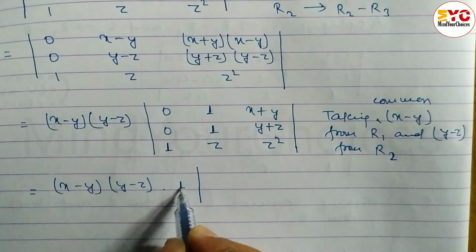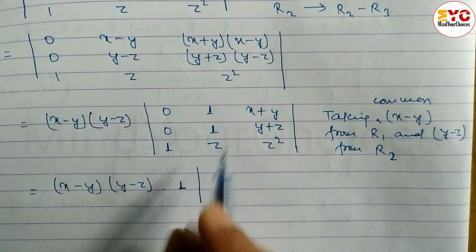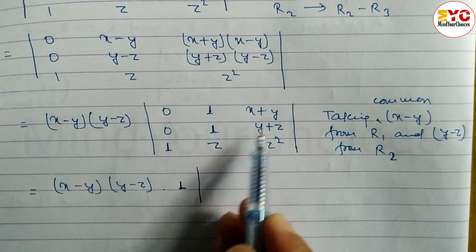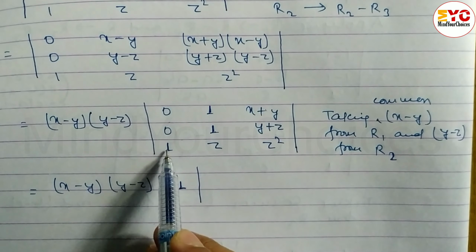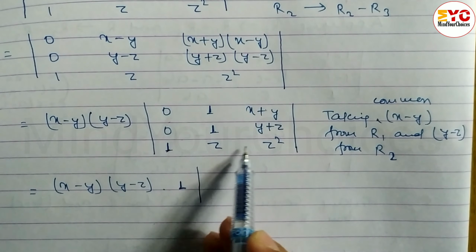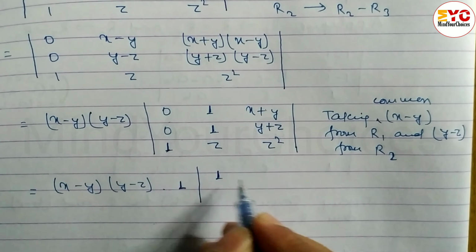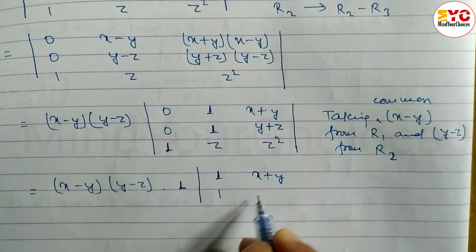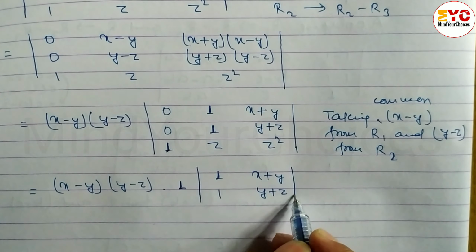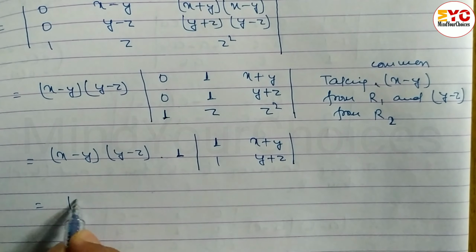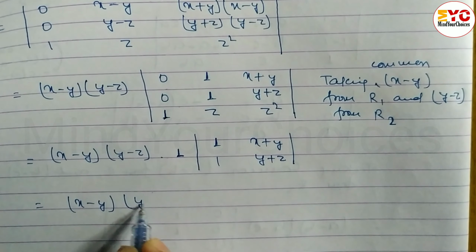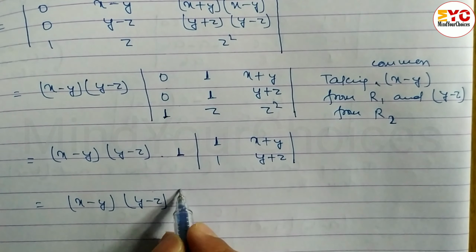Now if you take 1, what are the minors of 1? Minors of 1 means these 4 elements. This 1 is here, so row of this one and column of this one no need to take. This row and this column no need to take. Other 4 elements we have to write down. 1 x plus y, 1 y plus z. Okay, up to here. Now x minus y, y minus z, and here let's multiply.